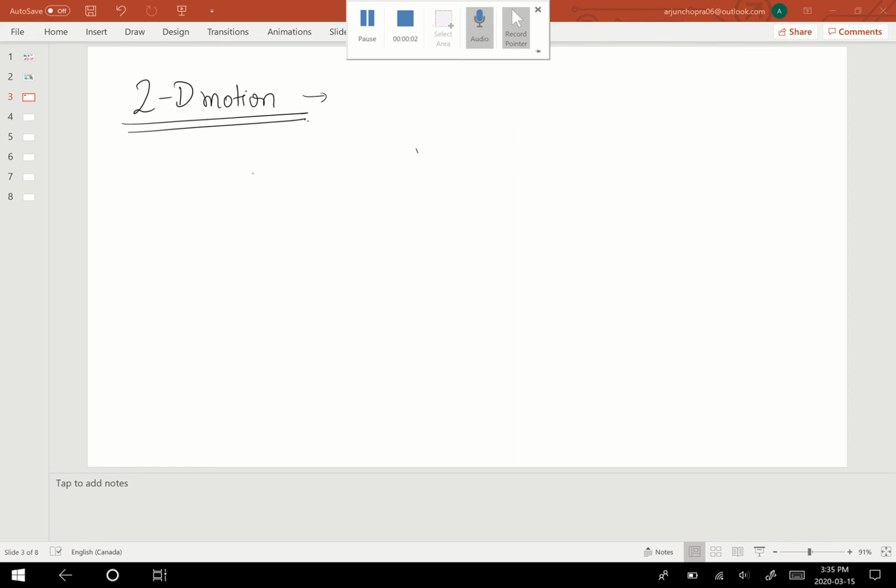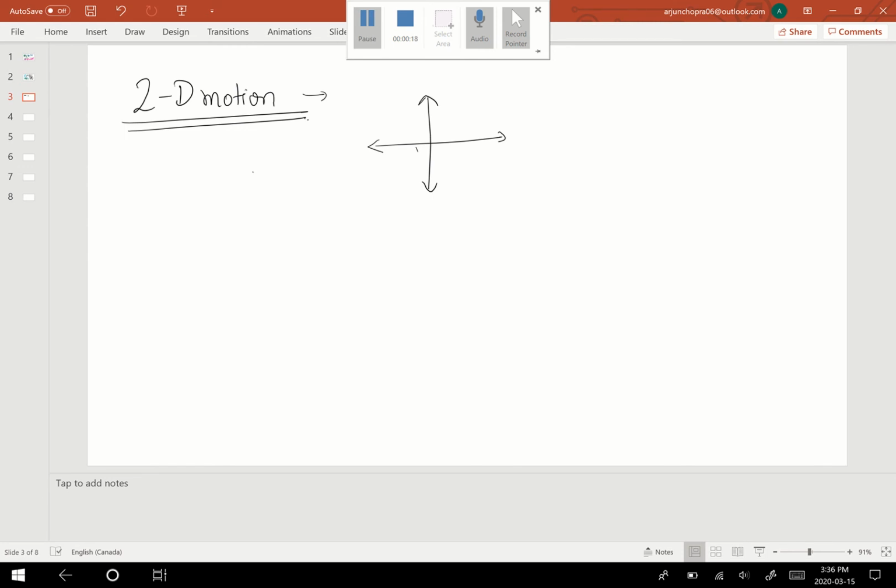Welcome back, friends. In this class we'll talk about 2D motion, and before I jump into 2D motion, I'll start with the basics of 1D motion. So first of all, we'll talk about the difference between 1D motion and 2D motion.